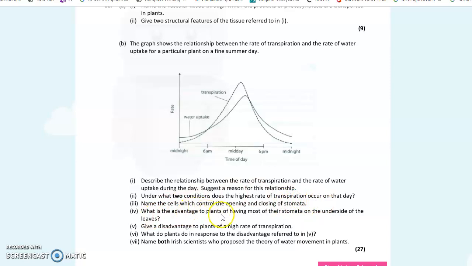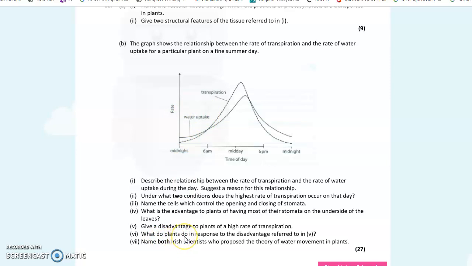What is the advantage to plants of having most of their stomata on the underside of the leaves? So think about the structure on the leaf. What's on the top side that's not on the bottom? And why might that be? Give a disadvantage to plants of a high rate of transpiration. So the high rate of transpiration means it's using an awful lot of, and why is that not always a good thing?